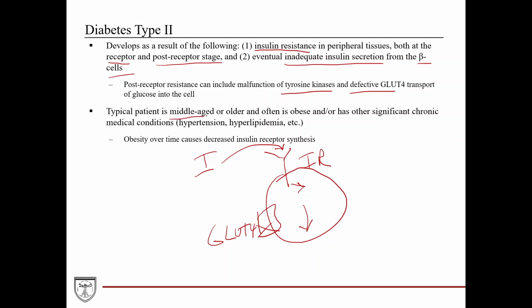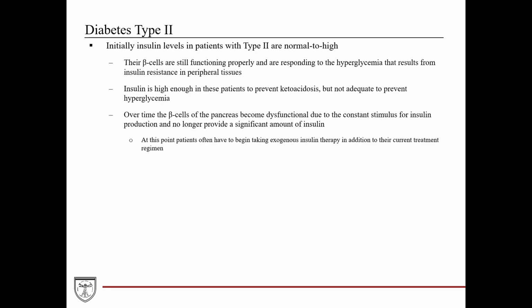Typical patient is a middle-aged or older patient, often obese, often has other significant chronic medical conditions like hypertension, hyperlipidemia, etc. Obesity over time actually causes decreased insulin receptor synthesis. So not only have decreased sensitivity, but they actually have less insulin receptors, and that happens with obesity as well. So like I've said, initially, the insulin levels in patients with type 2 are actually normal to even high because they're trying to compensate for the extremely elevated levels of blood glucose. Their beta cells are still functioning properly. They're not being destroyed by some immune reaction like you see in type 1, and they're properly responding to the hyperglycemia that results from insulin resistance.